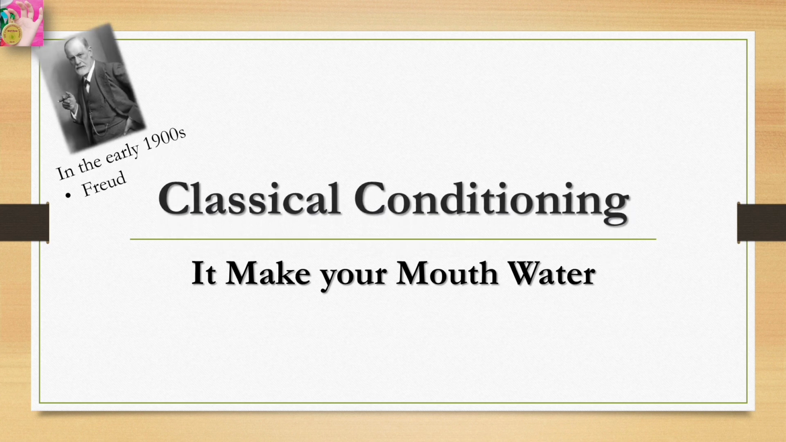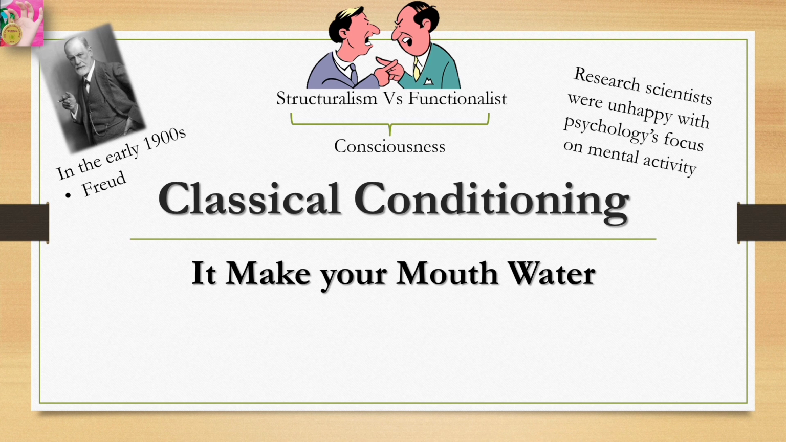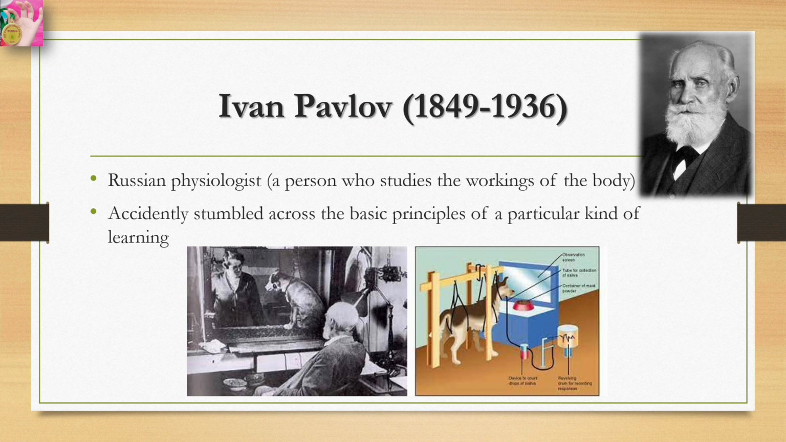In the early 1900s, when Freud was just becoming famous in Europe, and the structuralists and the functionalists were arguing over consciousness in the Ivy halls of American universities, research scientists were unhappy with the psychologists' focus on mental activity. Many were looking for a way to bring some kind of objectivity and scientific research to the field. And it was not a psychologist who accomplished that goal, it was a Russian physiologist. A physiologist is a person who studies the working of the body. So it was a Russian physiologist named Ivan Pavlov who accidentally stumbled across the basic principles of a particular kind of learning.